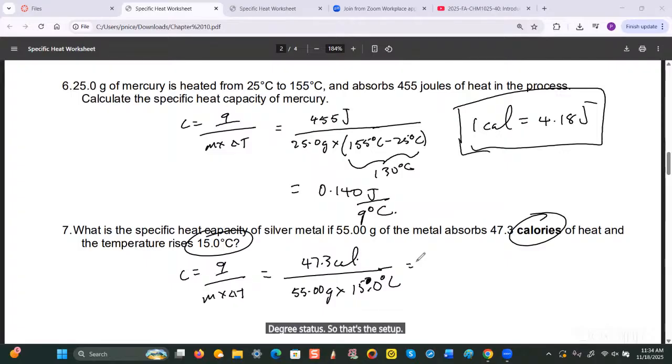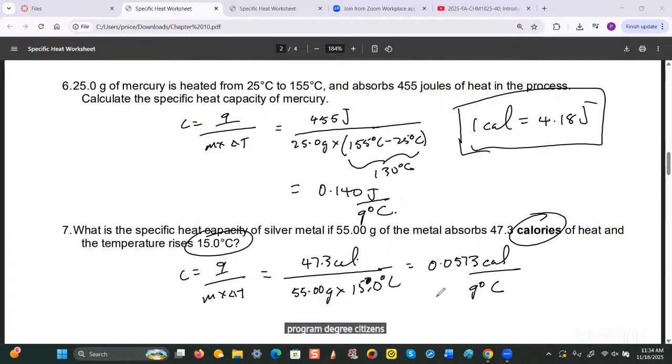So 47.3 divided by 55 times 15. And according to my calculation, this works out to be 0.0573, I'm going to say, 363. So 0.0573 calories per gram degree Celsius, right?